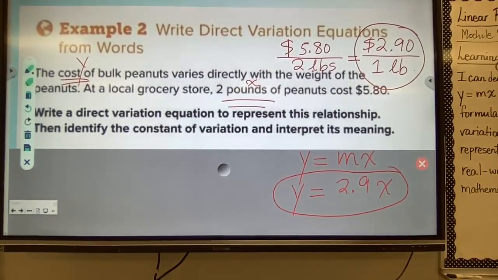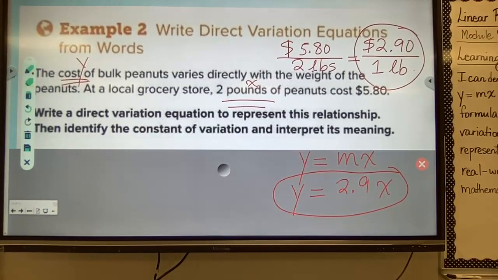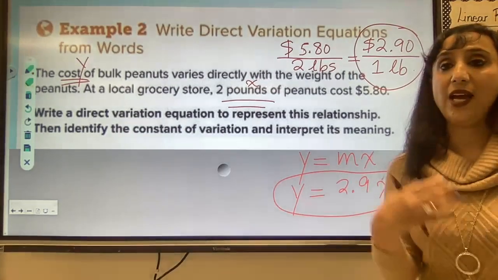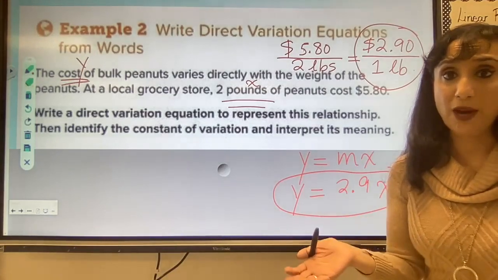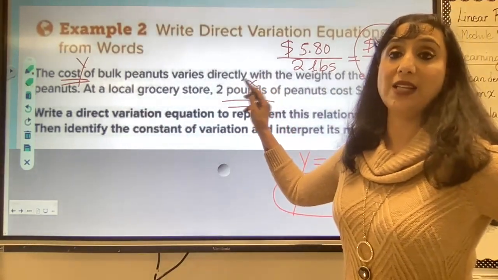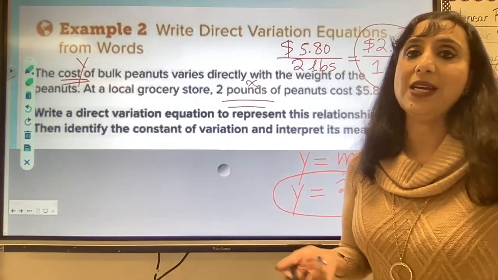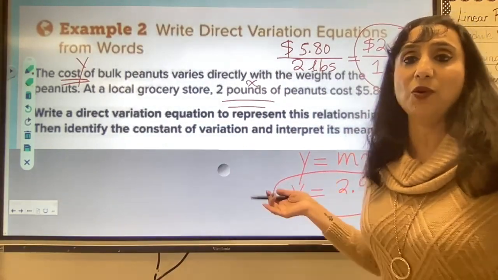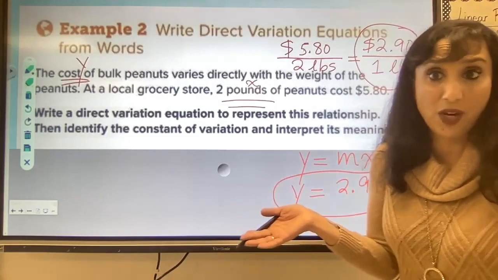So how can you use the direct variation equation y is equal to 2.9x to determine the cost of 7 pounds of peanuts? Okay, so this is my equation. How do I find out the cost of 7 pounds? We know that x is representing the weight. So all I'm going to do is, instead of x in this case, substitute 7, because that's what I'm asking.